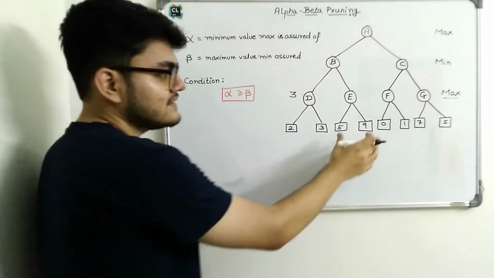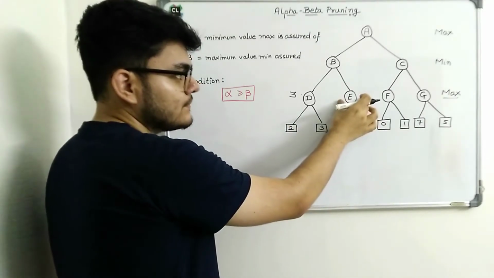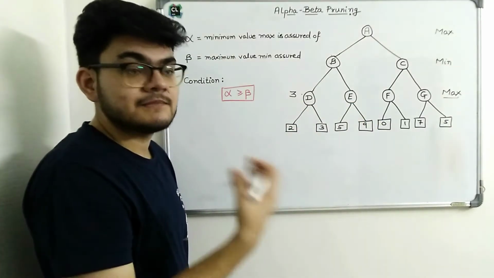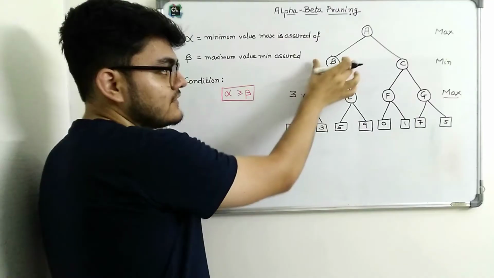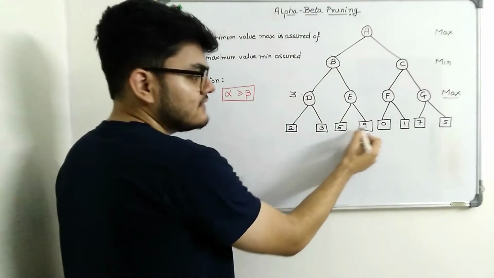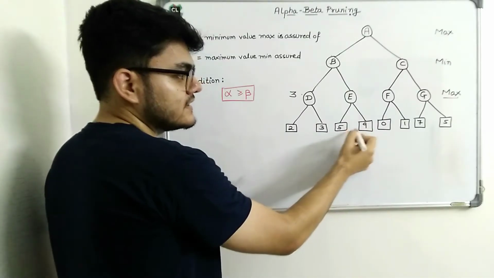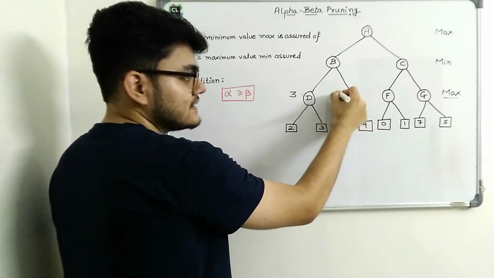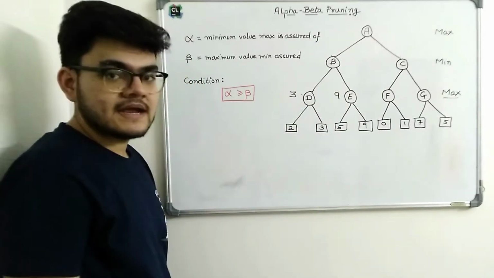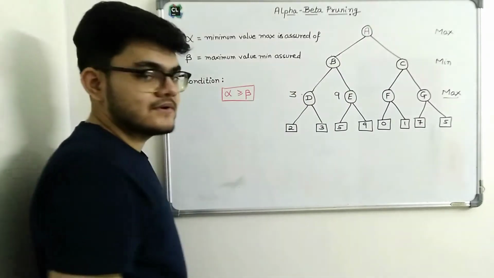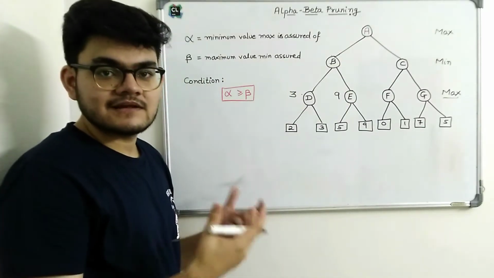And now here you can see we have E here also. But before exploring E, we know that we will first have to go to B, and then we can go to E also, right? So here we have 5 and 9. So out of these, which one is higher? This 9 is higher. So I can say that this is going to be 9. And then the minimizer will choose the minimum of these, which is 3, right? That's a traditional minimax algorithm.